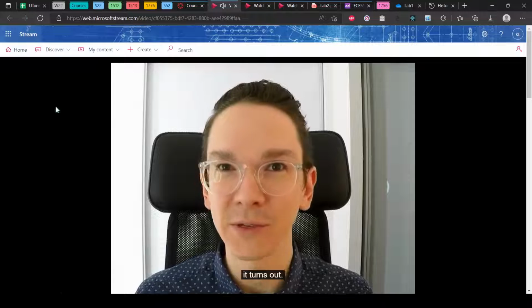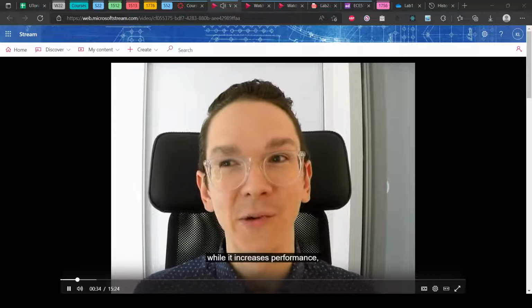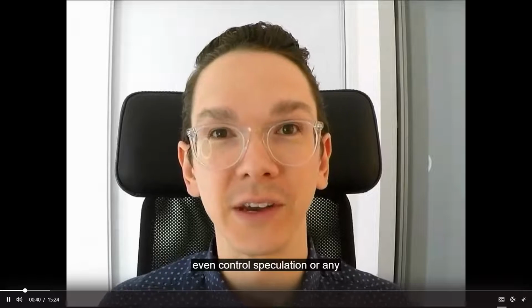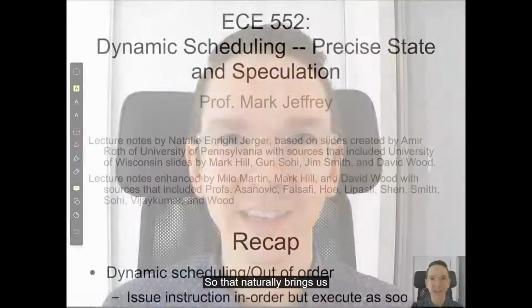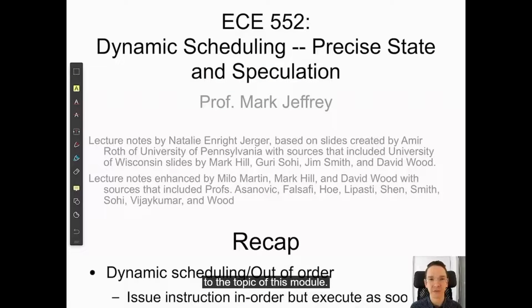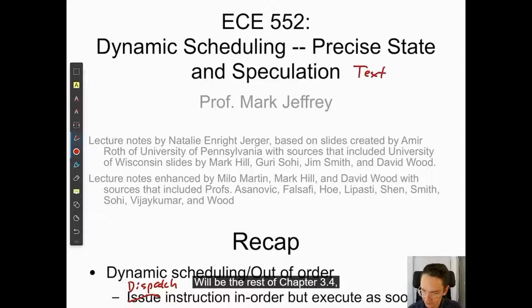It turns out that Tomasulo's algorithm, while it increases performance, we had no clear plan for how we would handle exceptions or even control speculation or any kind of speculative execution. So that naturally brings us to the topic of this module. We will improve upon dynamic scheduling by adding support for precise state and speculation. The textbook content for this module will be the rest of chapter 3.4.